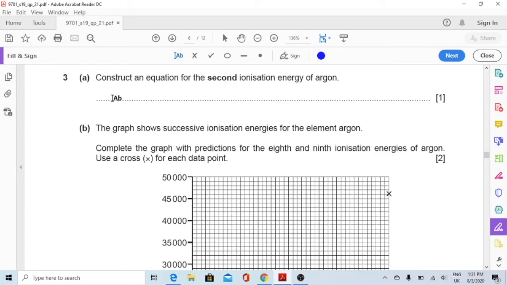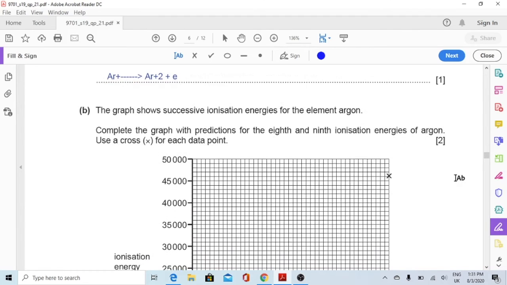So, argon already exists as an ion, and now one more electron is being taken away from its outermost shell, so this becomes Ar2+ plus electron. Now argon has a charge of +2 because one more electron has been taken away from it.